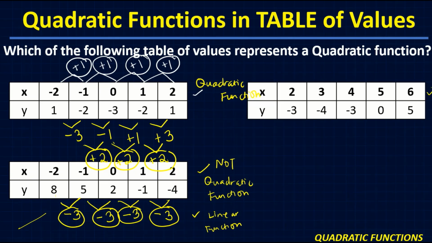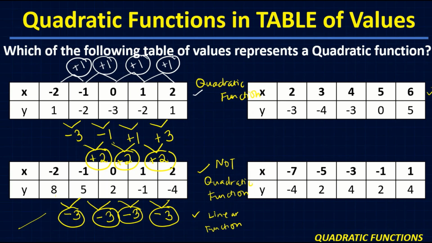Table number 3 and table number 4 are left to the viewers. Values of x here ay magkakasunod. We have 2, 3, 4, 5, and 6. And dito sa table number 4 ay magkakasunod din. Yung difference natin dito ay plus 2, plus 2, plus 2, and plus 2.